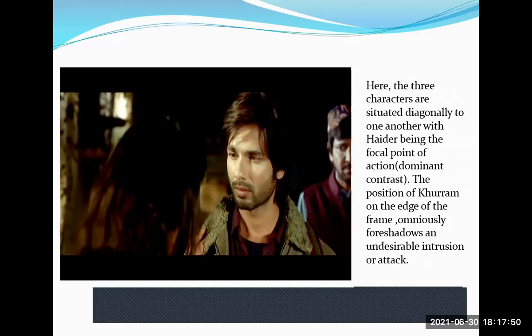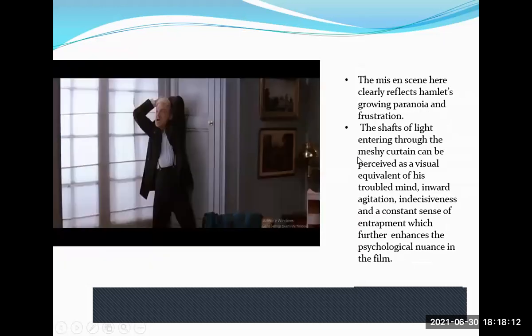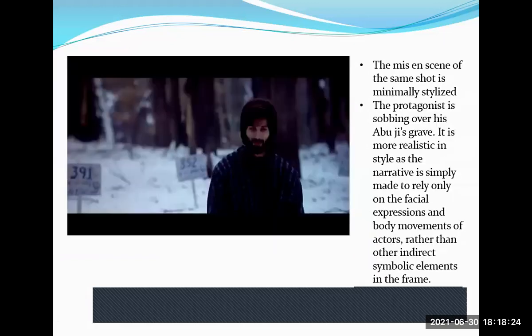Dominant contrast. The position of Kuram on the edge of the frame ominously foreshadows an undesirable intrusion or attack. Look at the way his eyes are positioned, Kuram's eyes. Pay attention to the sinister look that you had in the previous one, the sinister look on the face of the son Hamlet. Here you have it on the face of Kuram. This is what you study in mise-en-scene, how characters are placed, how situations are used, etc. This comes under mise-en-scene.